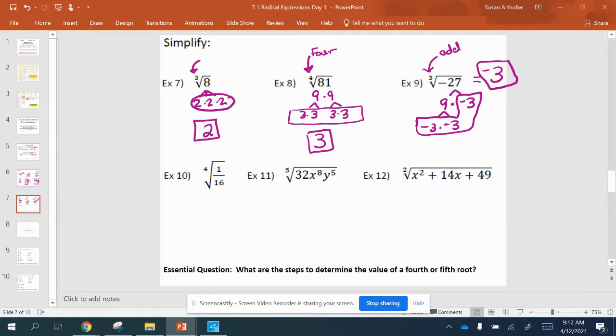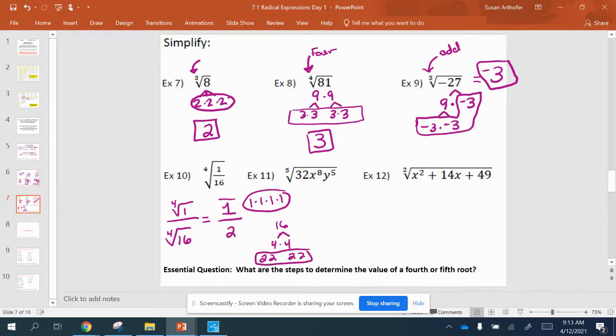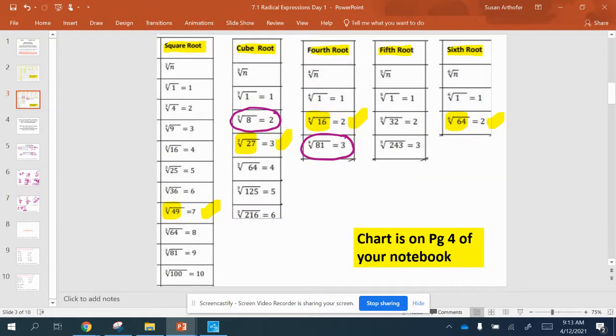Okay, 2 more. Don't be afraid of fractions. Just go ahead. This is fourth root. And break it up into top and bottom. The fourth root of 1, well, that's just 1 times 1 times 1 times 1. There's 4 of them, so it's 1. Fourth root of 16. 16 is 4 times 4, and then we can break those up into 2's. There's 4 2's, so the fourth root of 16 is 2. So the answer is 1/2. Can also look over here. Fourth root of 16 is 2.